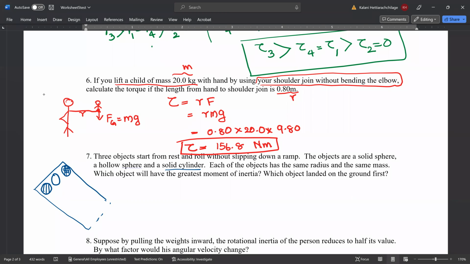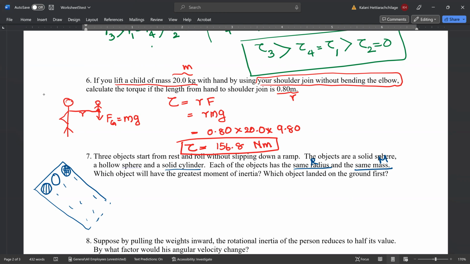So you're going to let it go. When you let it go, these objects are going to roll on the incline and come to the bottom of the track, right? But the important thing is that each object has the same radius, and we're going to use the symbol R for that, and the same mass. Which object will have the greatest moment of inertia? That's the first question.